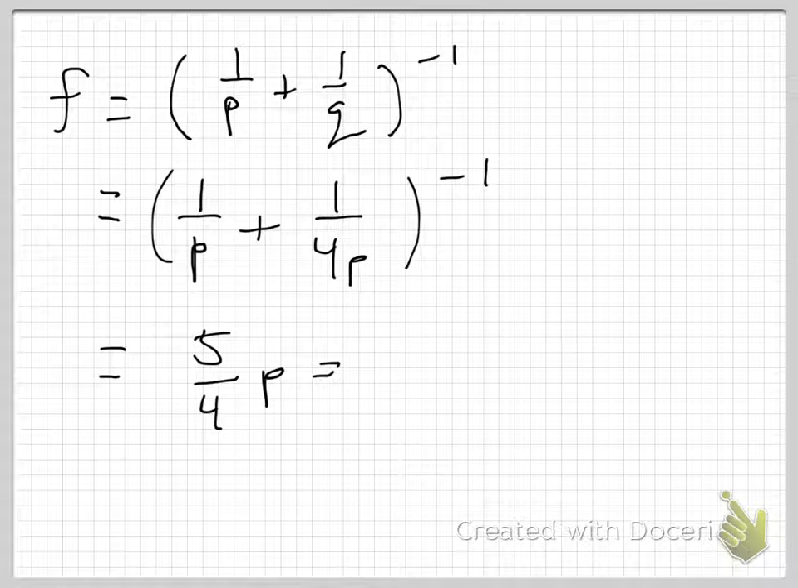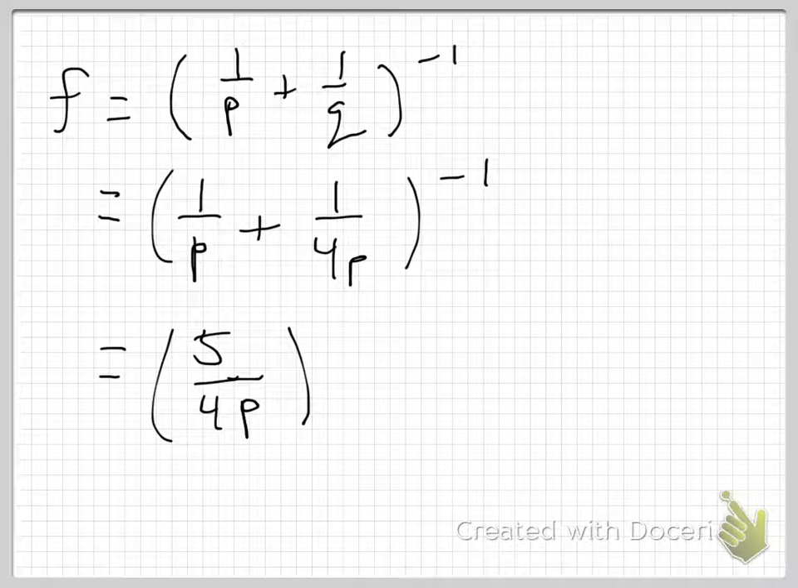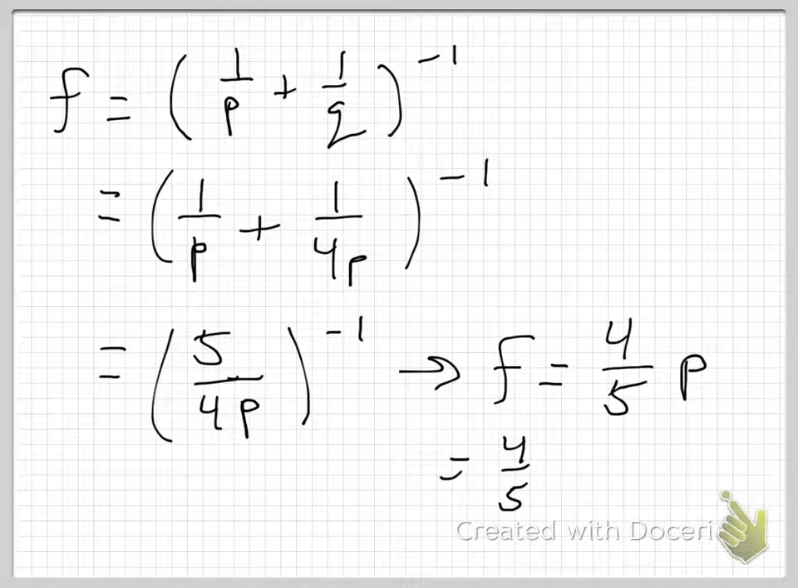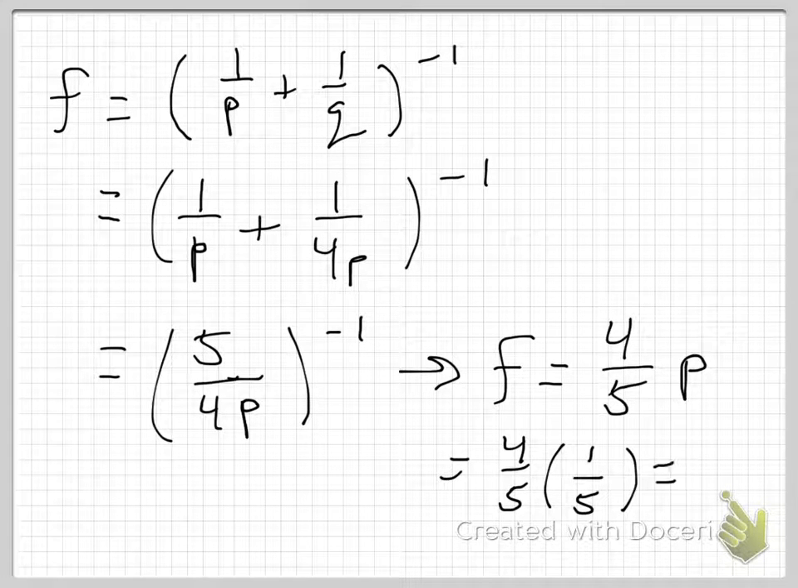If I do this, I get 5 over 4P is equal to the focal length of the mirror inverse, which means, of course, that the focal length is 4/5 P. P is then 0.2 meters, so I can form this: 4/5 times 0.2, which is 1/5. That equals 4/25 meters.